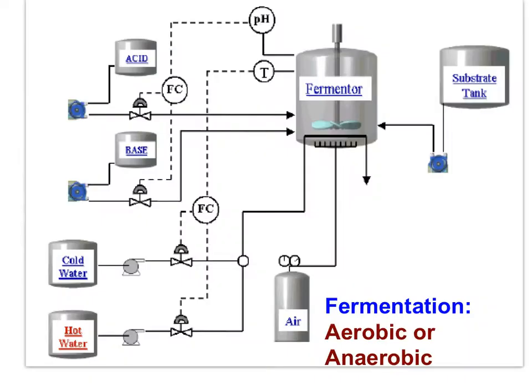Here is one last image of a deep tank fermenter. The substrates, the nutrients, are fed into the tank. pH is controlled. Temperature of the system is controlled. Airflow, oxygen, is controlled. Some fermentations are aerobic in the presence of oxygen, and some are anaerobic without oxygen.